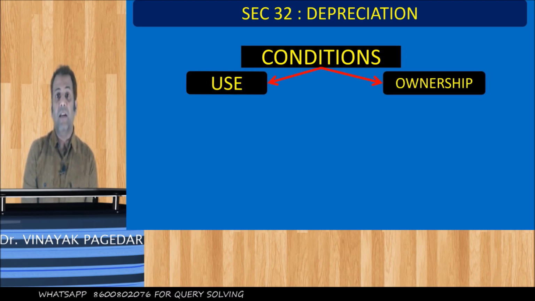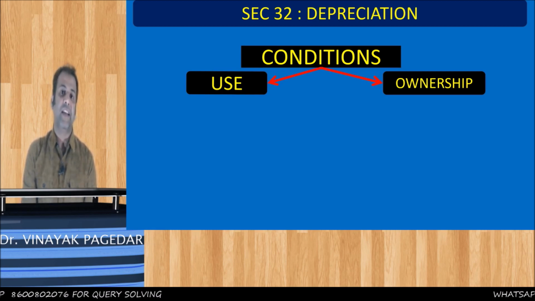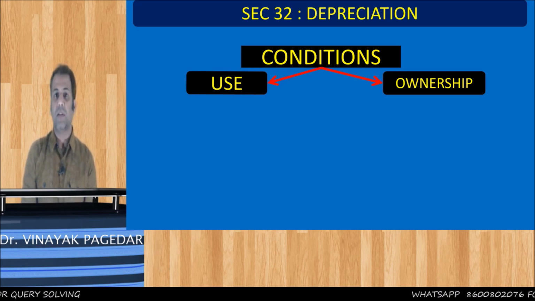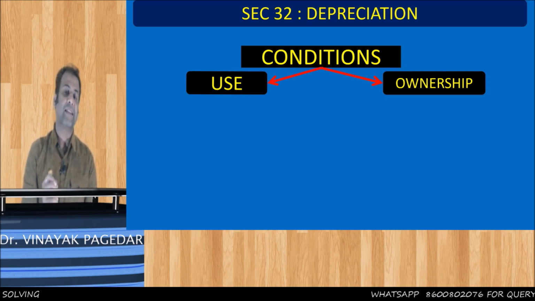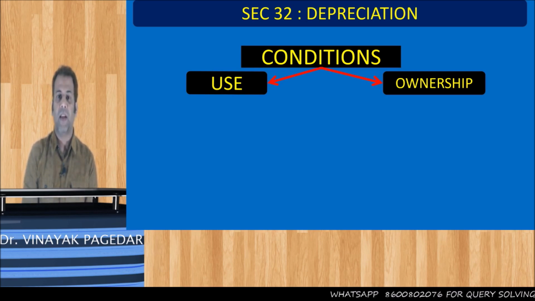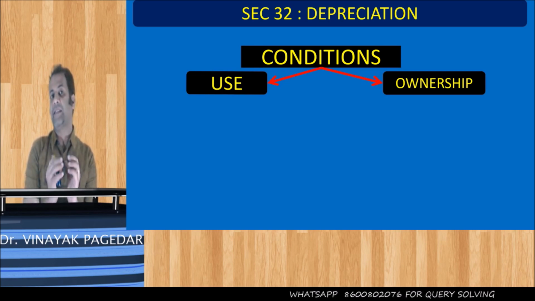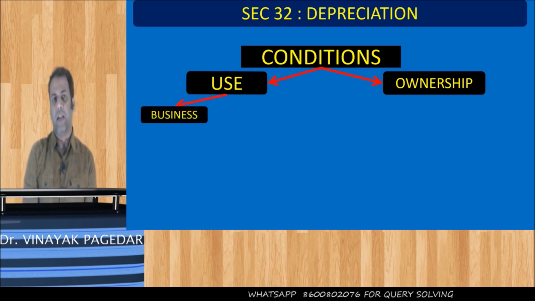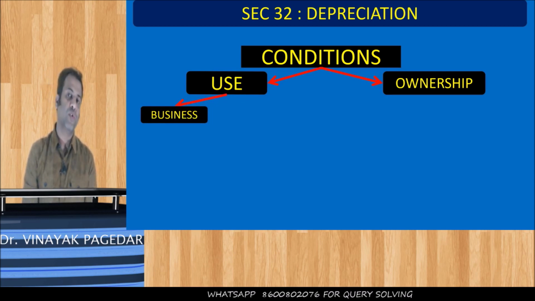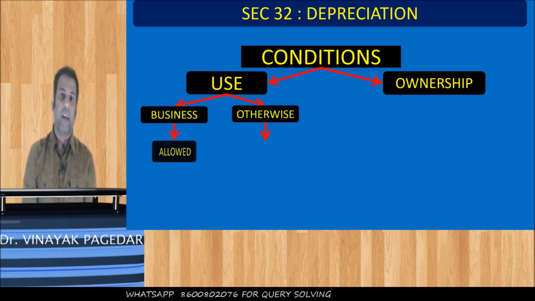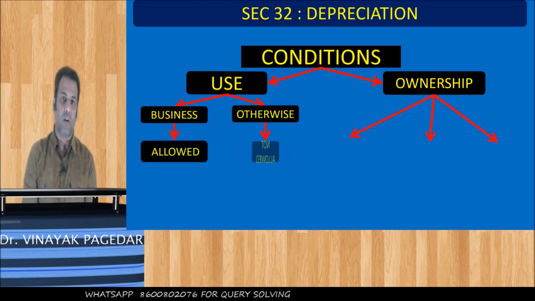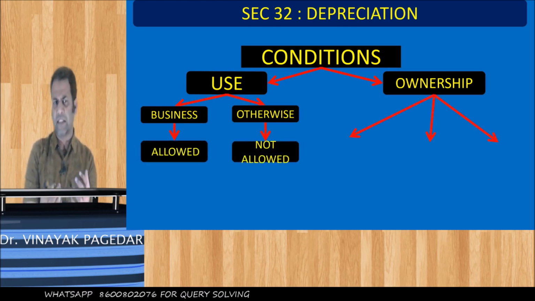The second is the ownership of the asset, that is, the assessee has to be the owner. So there are two broad conditions. The first is use and the second is the ownership. Now let us analyze use. Very clear, it has to be used for the purpose of business, then only it will be allowed. If not, then it will not be allowed. Let's take some examples.